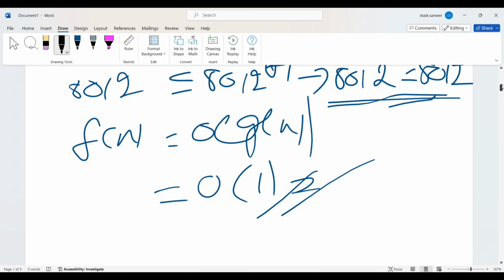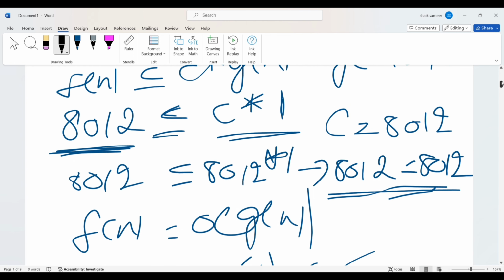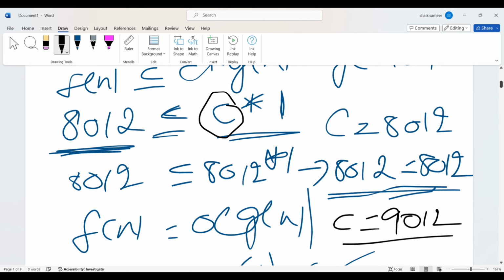So observe this point very carefully. If I substitute C equals 9012, this becomes true. If I substitute 8013 in the place of C, this becomes true. Any value greater than 8012 becomes true in that condition. So the answer is BIGOH of 1.